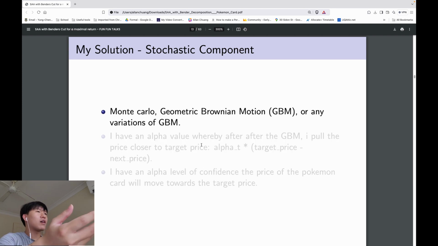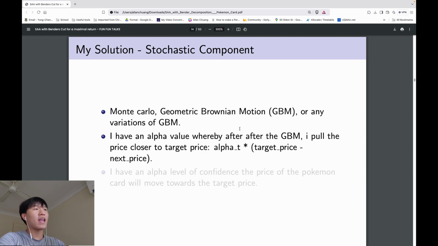And there's a few ways to do this. One way to generate samples is to use Monte Carlo simulation, geometric Brownian motion, or any variations of the GBM technique. I myself have an alpha level. Using the GBM technique, I pull the price closer to the target price. So what that means is, suppose I have an alpha level of confidence at time period t, I'm going to multiply that by the target price, which in this case is going to be 10% at the end of this year, right? And then we're going to minus it out by the next price. And this next price is going to be what the GBM motion kind of gives us.